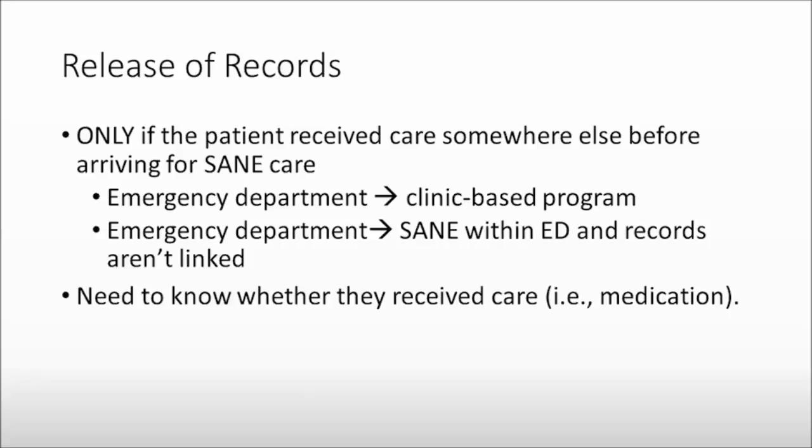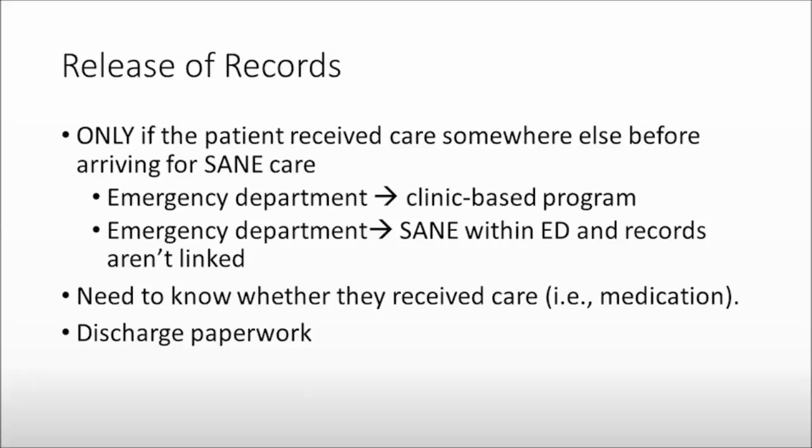But if they're not combined, then you'll want to get a copy of the history and physical portion of the emergency department record. And what I mean by you'll want to get a copy is we will ask you to have the person fill out a release of records form, which I'll show you in just a minute. And once they've filled out that form, you'll fax that to UNC and we will request the record for you.